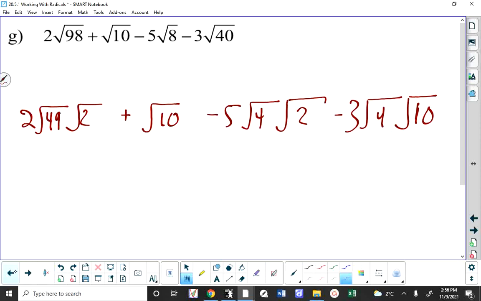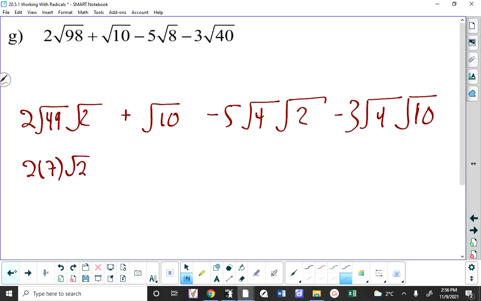98 is divisible by 49. Again, if you don't see or you don't know that 98 is divisible by 49, which is 7 squared, then you might have to break 98 down into like 2 times 7 times 7 to see that. The 8 can be broken into a 4 and a 2. 4 is a perfect square. The 40 can also be broken into a 4 and a 2.